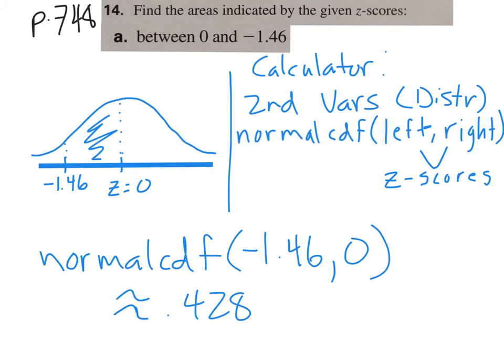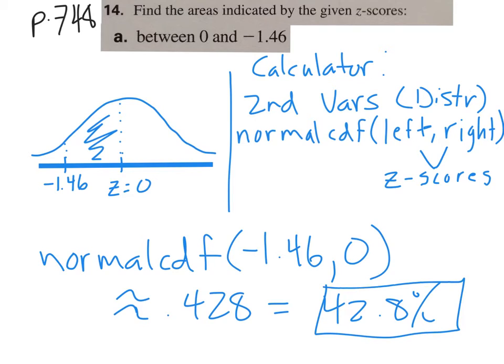0.428. Again, this is a decimal. Often we want our answer as a percent, so this is 42.8%. So 42.8% of our data should lie within this range from -1.46 to 0.